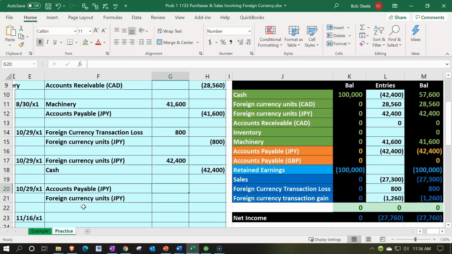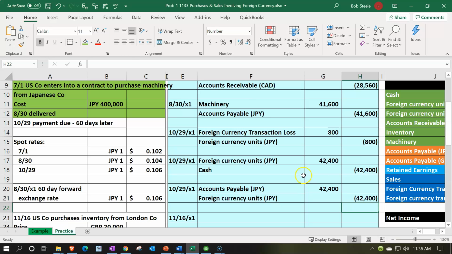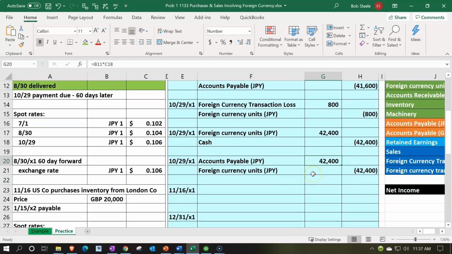in terms of debits and credits. The amount, though, is a little bit different because what we're paying really is 400,000 yen, which we converted to the US equivalent dollars as of the time of exchange, which is 0.106. So that's kind of the confusing part. We're actually paying 400,000 yen. We're decreasing the accounts payable by 42,400, the US equivalent value of the 400,000 yen that we're actually paying.